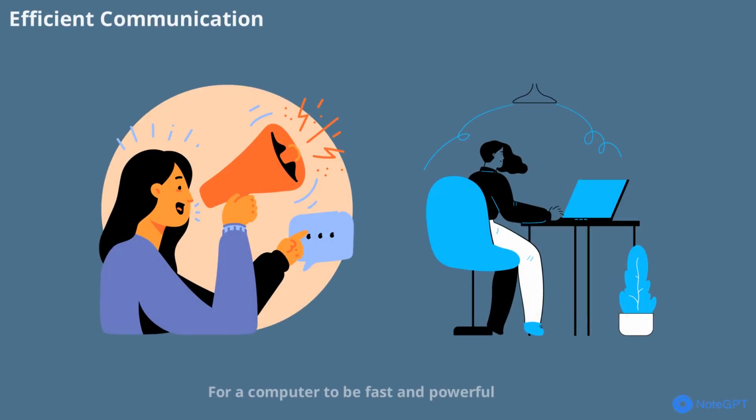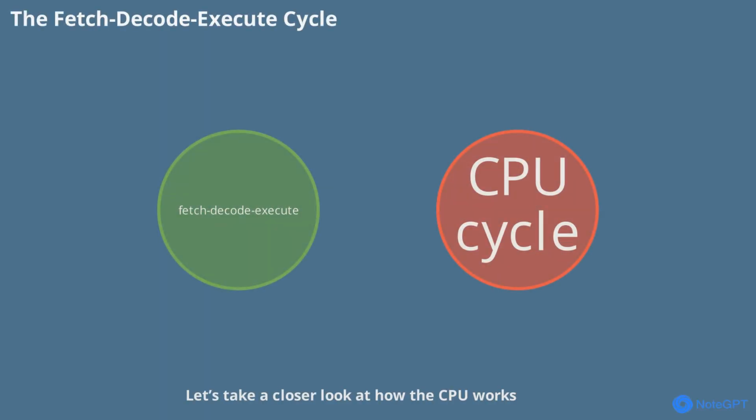For a computer to be fast and powerful, all its parts must communicate efficiently. If the CPU, memory, storage, and buses work together seamlessly, your computer can handle demanding tasks with ease, but if there's a bottleneck, everything slows down and performance suffers. Let's take a closer look at how the CPU works.